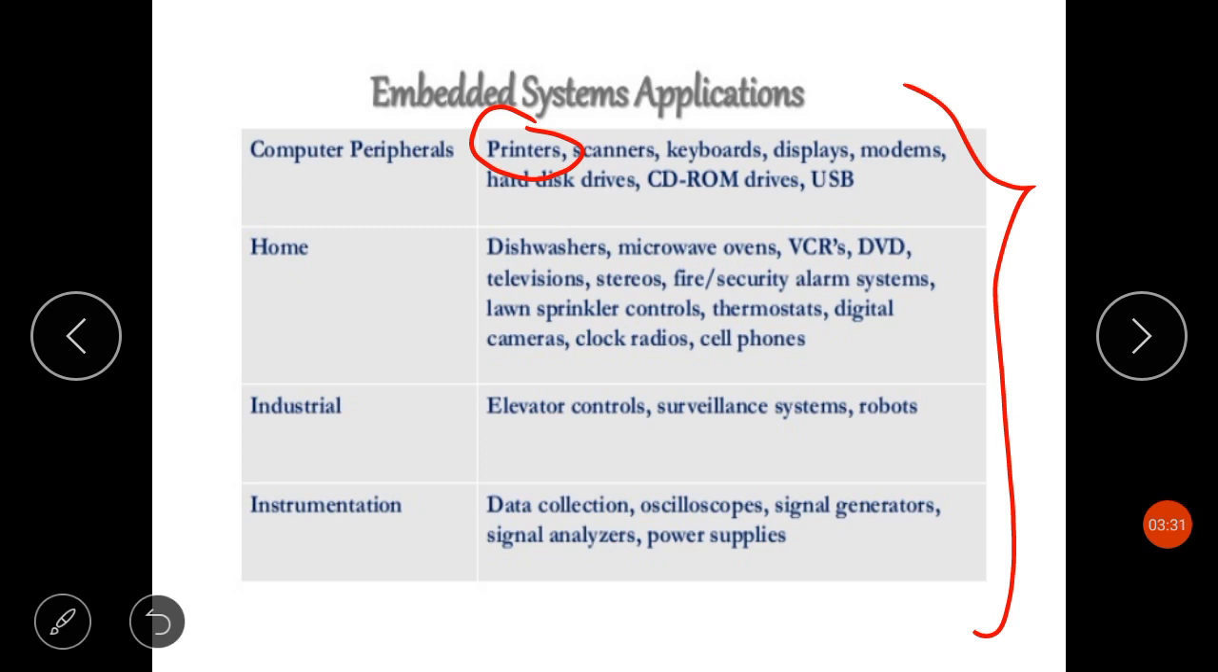So this Pentium based PC is connected to various embedded products. As I've told you, this Pentium based PC can perform any number of applications. This PC is connected to various embedded products, such as keyboard, printer, modem, disk controller, sound card, and CD-ROM drive. As you can see, all these are peripherals. So the Pentium based PC can be connected to any of the embedded systems. This printer is an embedded system, scanner is an embedded system, keyboard is an embedded system. So this PC can be connected to any number of embedded systems.